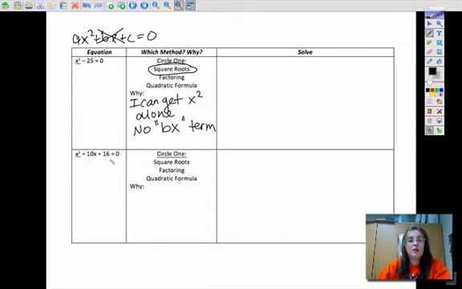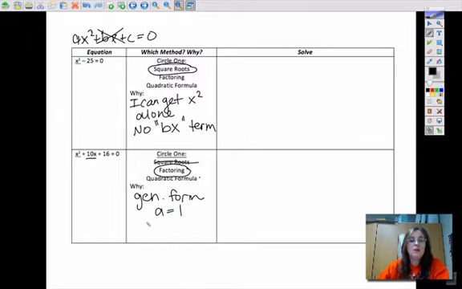Okay, the next one is also in general form, so I know that I'm not going to be able to take square root because there is a bx term, so I'm going to eliminate that one right away. So I know that it's between factoring and quadratic formula. And what I do to determine between these two is I first look at the value of a. The value of a is 1. There is a scale factor of 1. It's not stretched, it's not shrunk at all. So that means that it might be easy to factor. So I'm going to assume that I might factor, and that's because it's in general form and a equals 1.